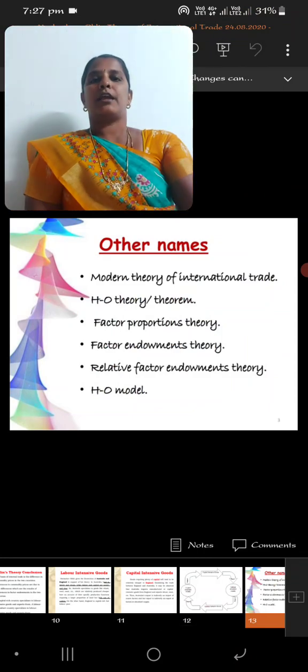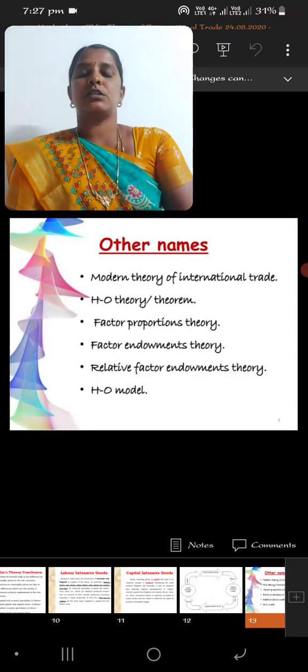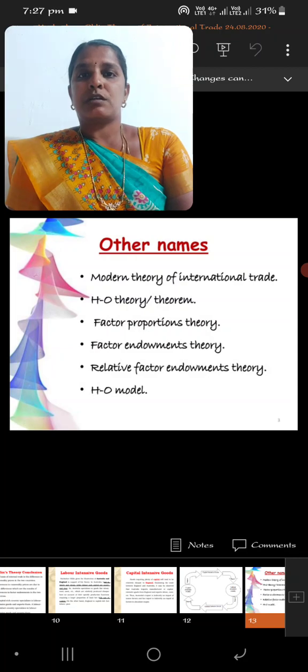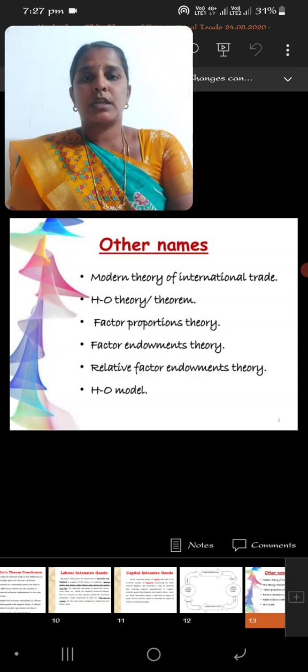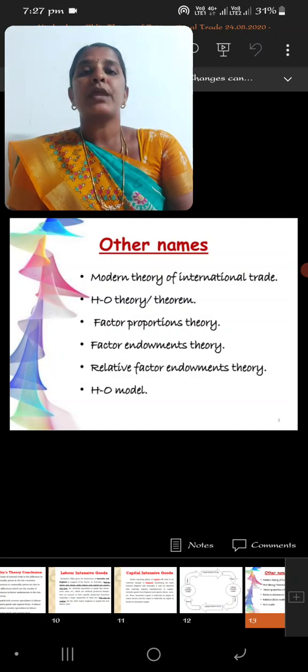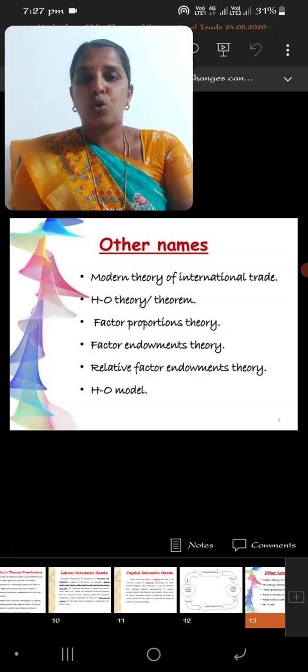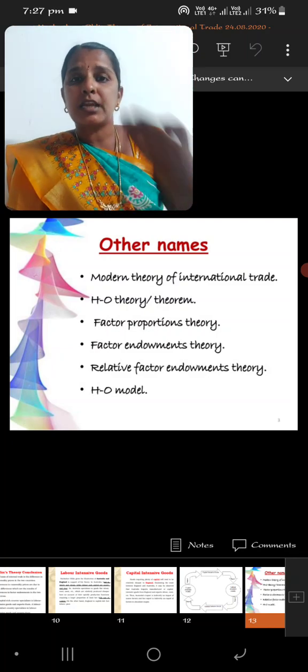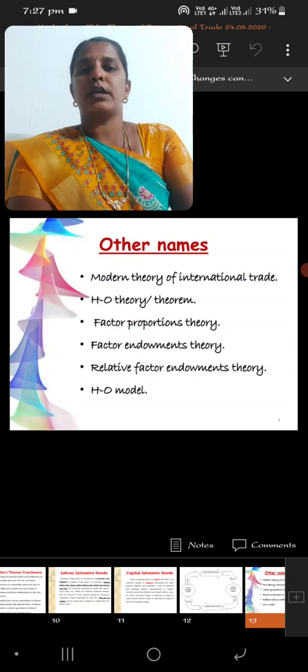So what are the other names of the Heckscher-Ohlin theory? Modern theory of international trade, Heckscher-Ohlin theorem, factor proportion theory, factor endowment theory, relative factor endowment theory and Heckscher-Ohlin model. So these are the other names of the Heckscher-Ohlin theory.